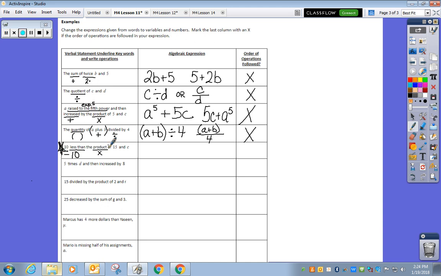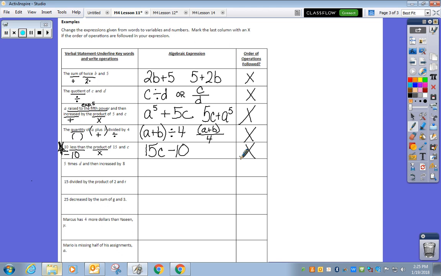Product means multiply, so that means I'm going to be multiplying 15 and C. So if it says 10 less than, order does matter. I have to do 15 times C, which I'll just write as 15C minus 10. And I can't switch the order. I cannot do 10 minus 15C because that would be a different answer. Since we followed that 10 less than, this is the order of operations.